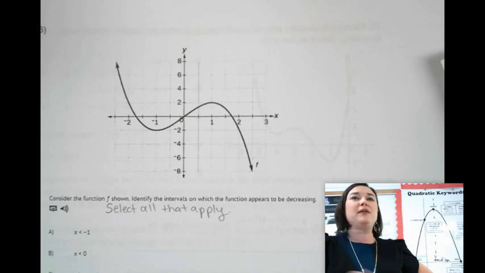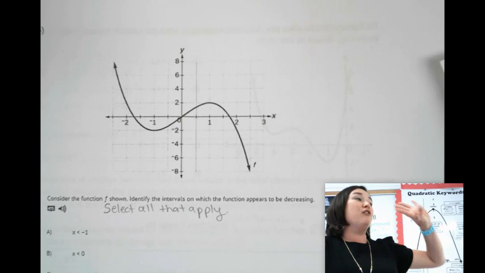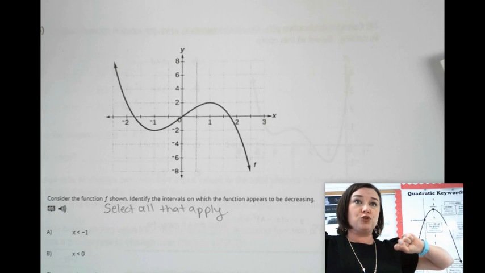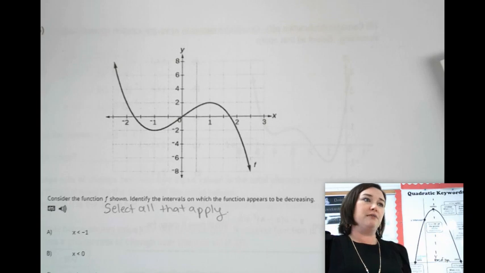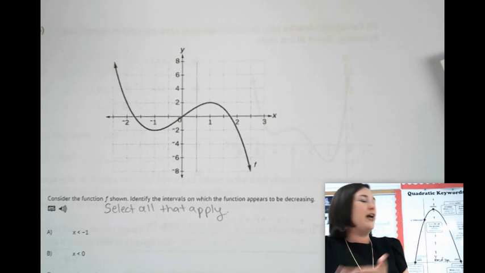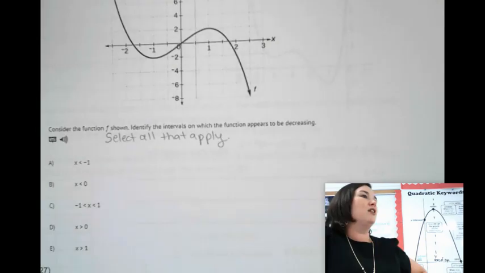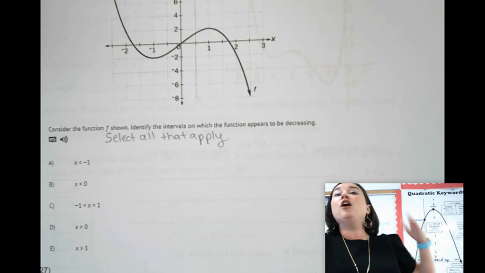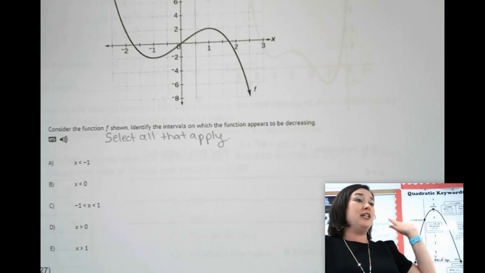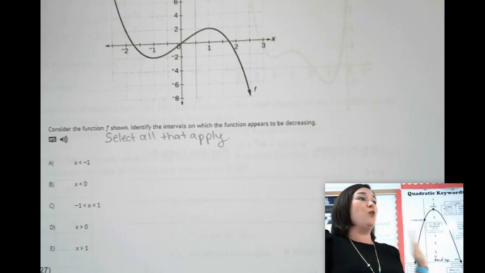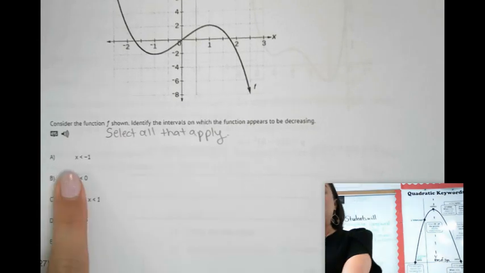Typically, with this program that I used to get this problem from, if there are 4 answer choices, it's just a multiple choice. If there's more than 4, it's a select all that apply. So I think they assume that you know that, but it didn't put it here. So what does increasing mean on a graph? Going up from left to right. So if I'm looking at the graph from left to right, where is it going up? And these are going by the x values.